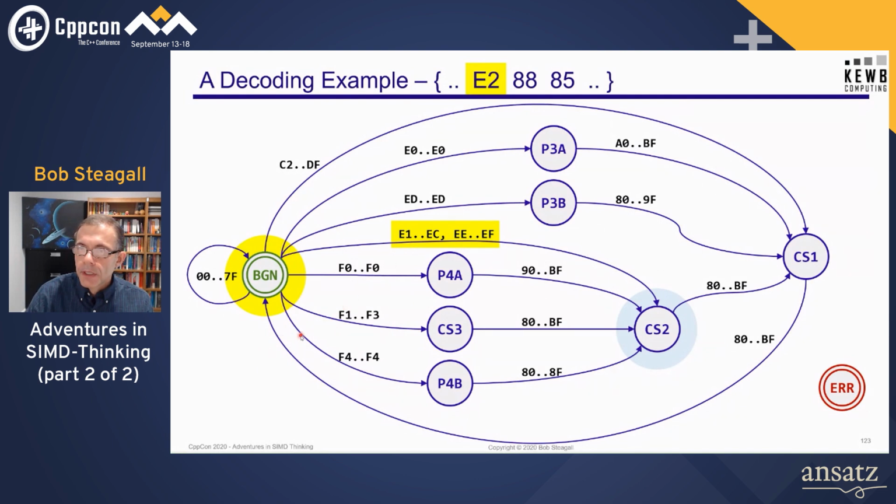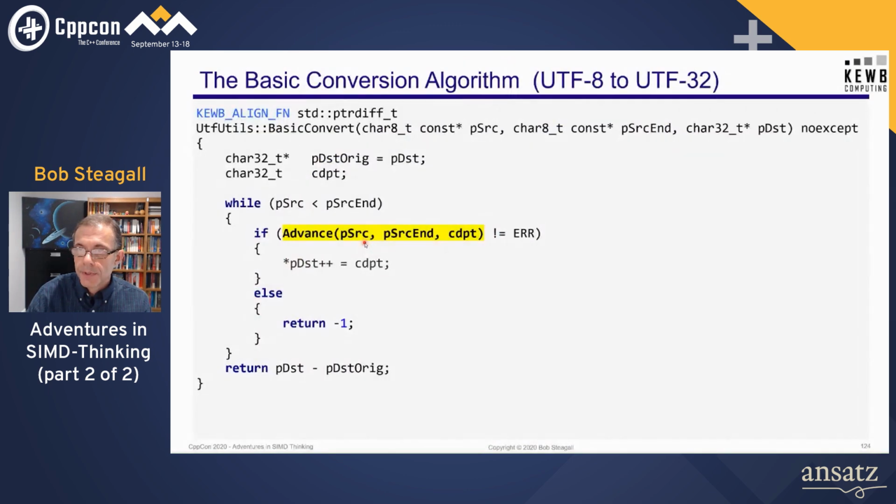So let's assume that we're going to do an example, and we're going to decode this 3-octet sequence: E2, 88, and 85. So we're in the begin state, and we have our first octet, E2. So we look at all the outgoing transitions, and we see that E2 fits into these two character classes. It actually sits in this range. Okay, so we've read E2. So how do we do the transition? Well, we're going to advance.